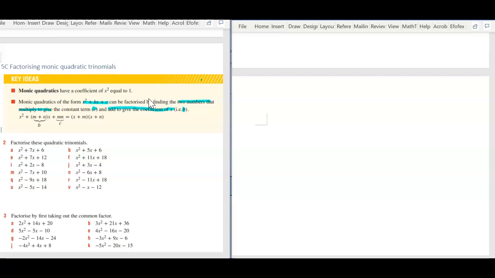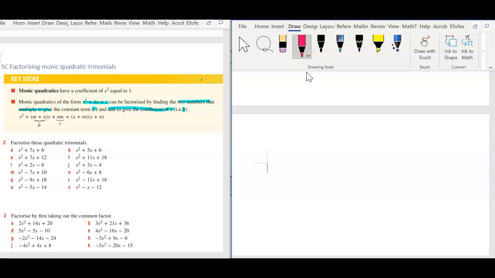With non-monic quadratics, what I always use is the quadratic formula. We're not going to cover that when we do 5D, but we will at a later stage, and it's just a much easier way of solving quadratic equations. If I can't quickly factorise it, I don't try to do it, I just go straight to the quadratic formula. That'll make more sense when we do 5D, because 5D is a lot more complicated. Anyway, let's move on to 5C.